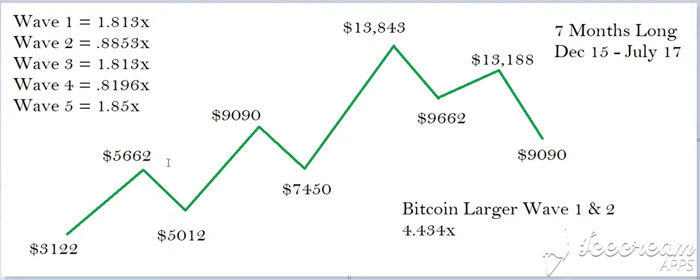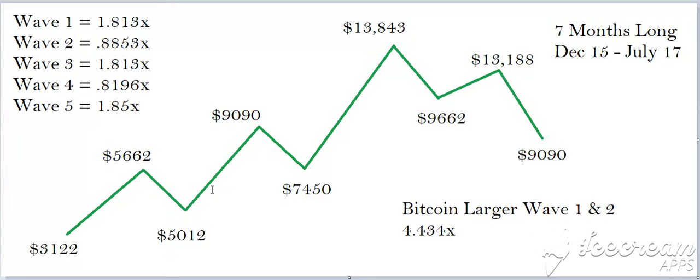Now normally a wave 1 and a wave 3 are the same exact move. So here, when Bitcoin hit its low at 31.22 and the bear market was over, it went to 56.62. Now this was on April 23rd, so it was quite a while. The time frame was probably a little over 4 months, whereas this wave 3 was only a little over a month, like 35 days.